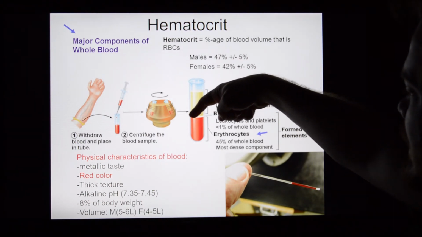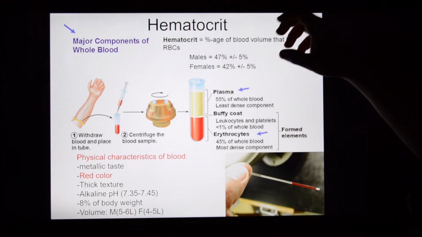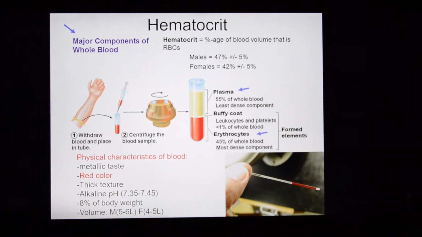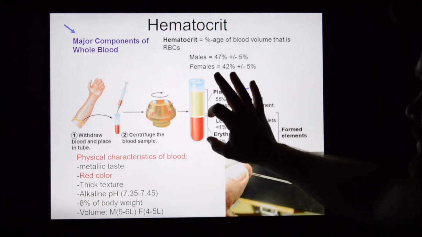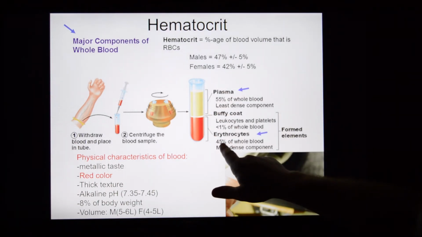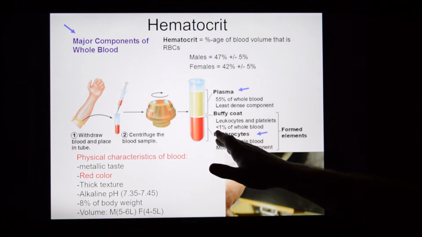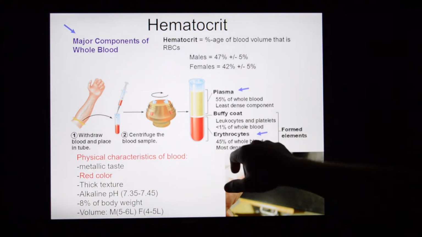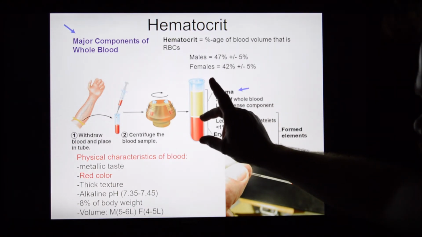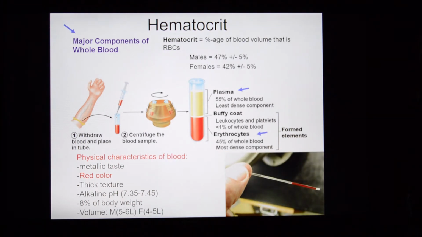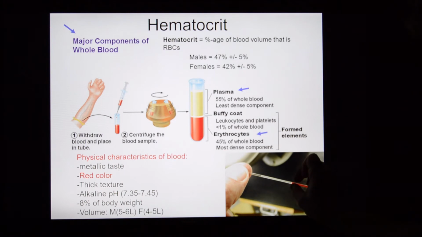There's a very small amount that we call the buffy coat. The buffy coat is going to be the white blood cells mainly, platelets as well, but mainly white blood cells. And then the bottom is the heavy red blood cells, the erythrocytes, about 45% on average. Males tend to have a little more, females a little less, but the red blood cells are very heavy. They have iron atoms in them, so they sink. On an actual centrifuge tube, it looks like this: mostly clear, a tiny little white circle, then all red at the base.